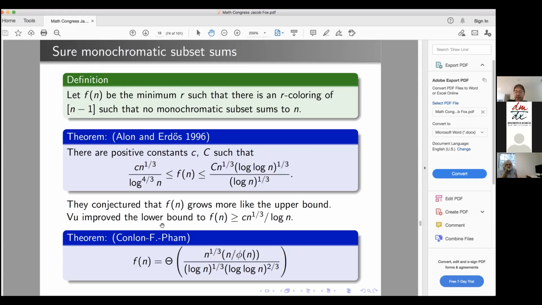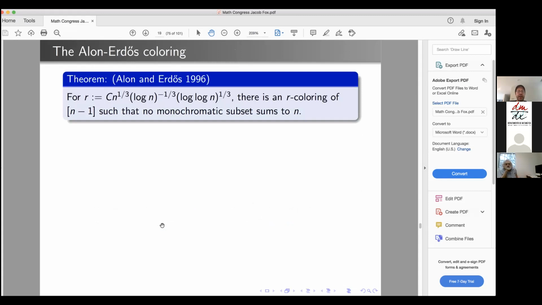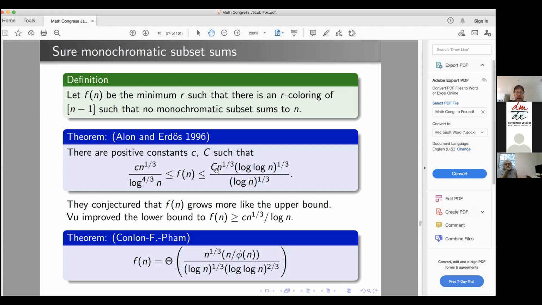But for n that has a lot of factors, a lot of small factors, it can be all the way up to log n. And so the Alon Erdős upper bound is actually correct only up to a constant factor for those n for which they have many small prime factors. For most n, the Alon Erdős bound is off by a factor of roughly log n.